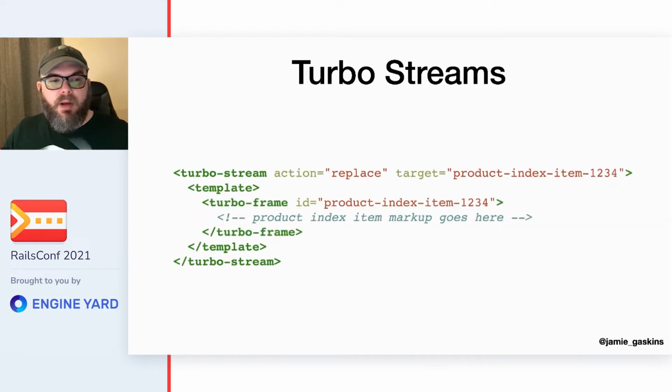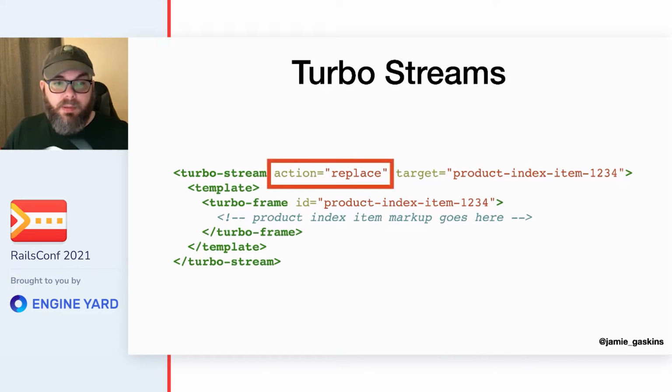The turbo stream for the product index item is very similar. It's rendering the new markup for the item in the product catalog. In this case, the action is replace. This just means that we're not just replacing the turbo frame contents, in this case we're replacing the turbo frame itself. There's no reason we have to use replace here. It just gives us an opportunity to show a different action that we can perform.